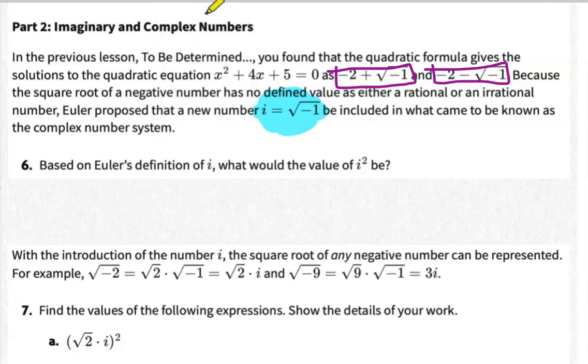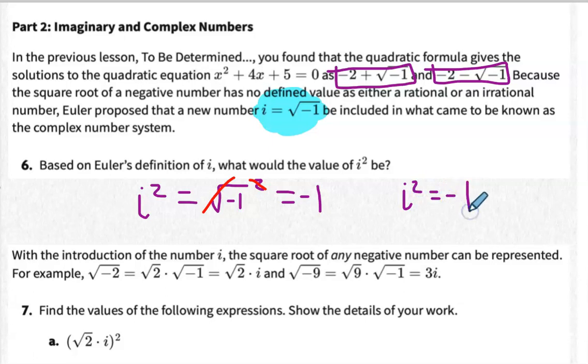All right, so based on Euler's definition of i, meaning that i is equal to the square root of -1, we want to know what i squared would be. i squared is also going to be of importance to us. So if I think about squaring i, well, i is equal to the square root of -1, right? We see that up here. So when I square that, a square root and a squaring cancel each other out, and we are just left with -1. In other words, i squared is equal to -1.